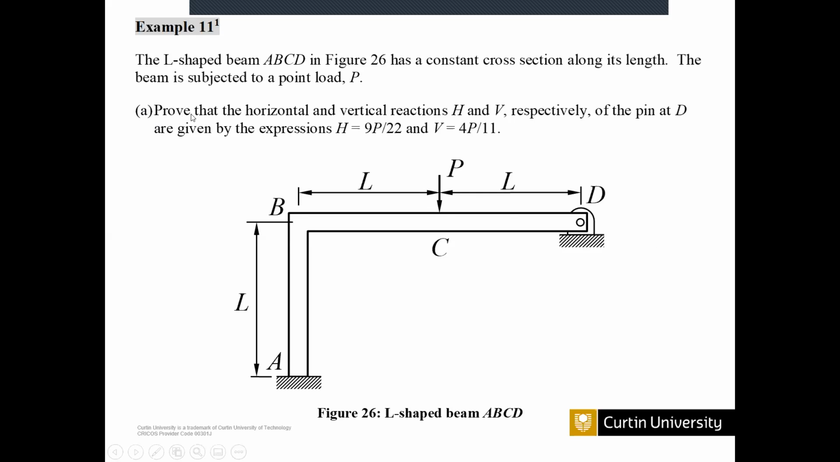Part A proved that the horizontal and vertical reactions H and V respectively of the pin at D are given by these two expressions. So there is a vertical and horizontal force, but there is no bending moment. You can see it can roll. So there is no bending moment, but horizontal and vertical force are available. That's why I told you, you need to know the type of end condition, the support type. You should know what reactions are available. Is there any bending moment?